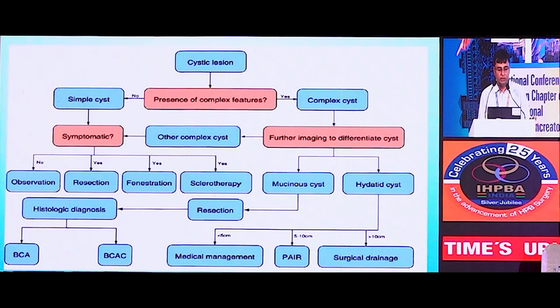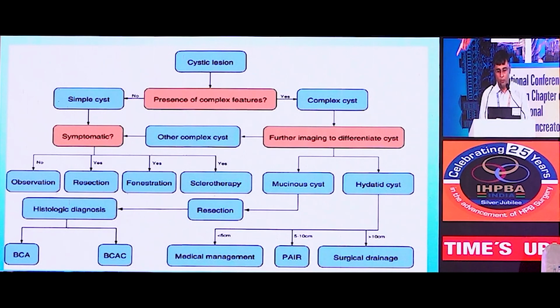Once these patients turn symptomatic, then only volume reduction therapy can be given, which can be in the form of aspiration along with sclerotherapy or fenestration, and occasionally, in the presence of complications, resection may be offered.